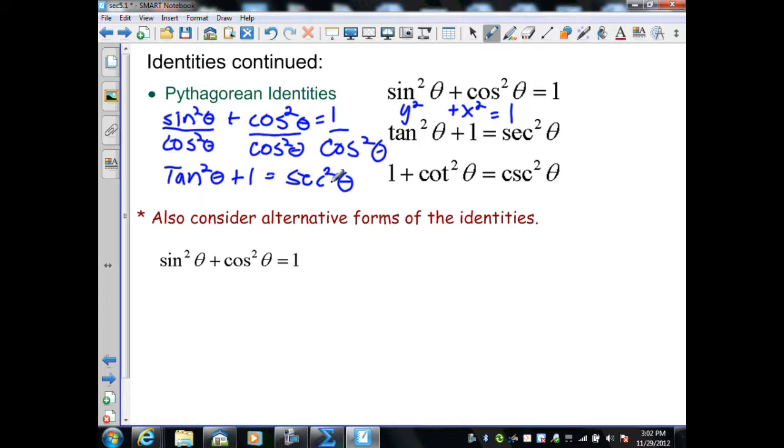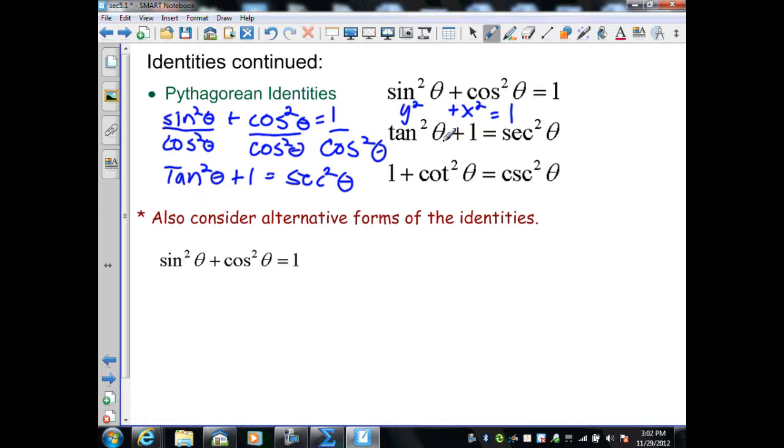If we would like to find 1 plus cotangent squared theta equals cosecant squared theta, all I would do is divide each side by sine squared theta, and that would achieve this Pythagorean identity. Dividing by cosine squared theta on both sides gave us this Pythagorean identity.